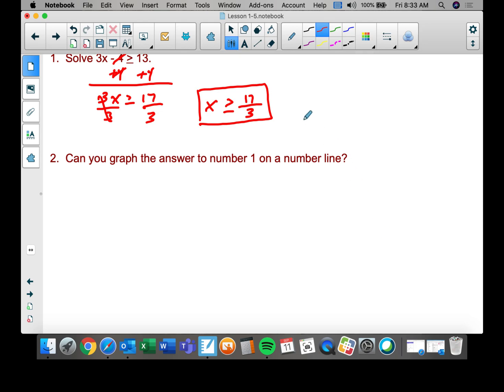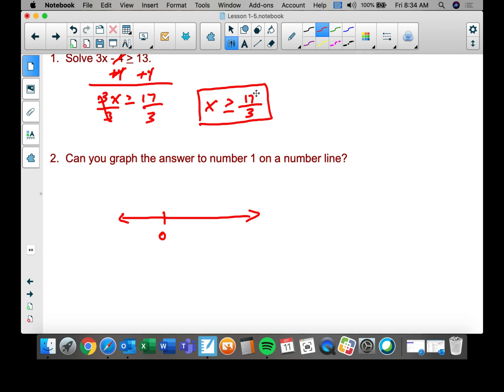The question being, can I take that answer and graph it on a number line? Let's actually draw our number line out. What I want you to do is put the important points on the number line. You don't have to label every single thing. You don't have to go -2, -3, -4, whatever. There are a couple of points that are important. Number 1 is I always want you to put 0 on your number line, someplace. And then the other points would be the ones that you came up with for your answers.